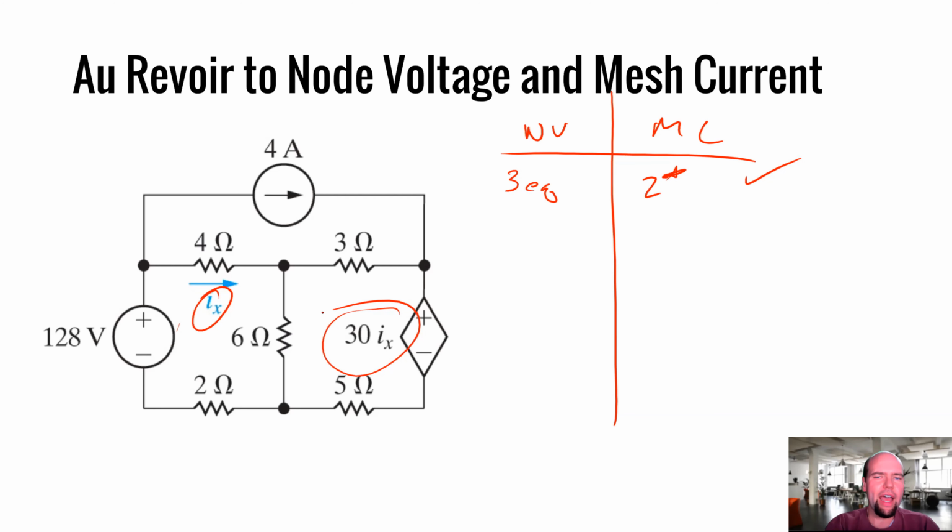IX could be written as this current here, this mesh minus this mesh. So it would be this mesh minus 4 if we were using mesh current. And if we were doing node voltage, IX would have to be represented as VA minus VB divided by 4. So that's not a huge selling point, right? I mean, IA minus 4 versus VA minus VB over 4. Now, that's not a huge thing, but these are the things you want to consider. So let's just say, extra techniques.